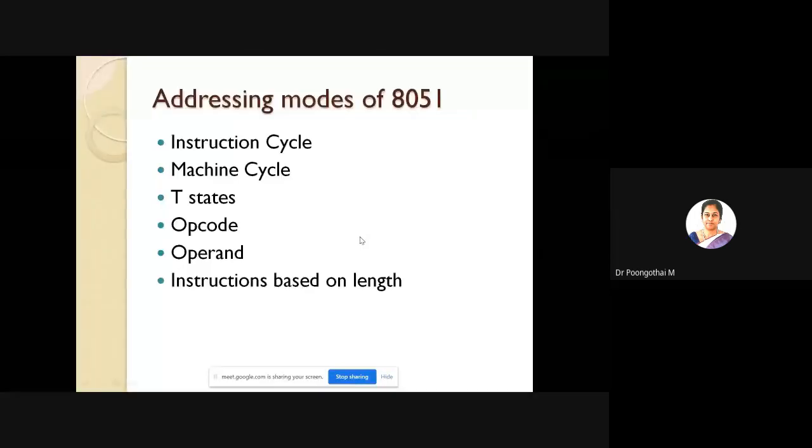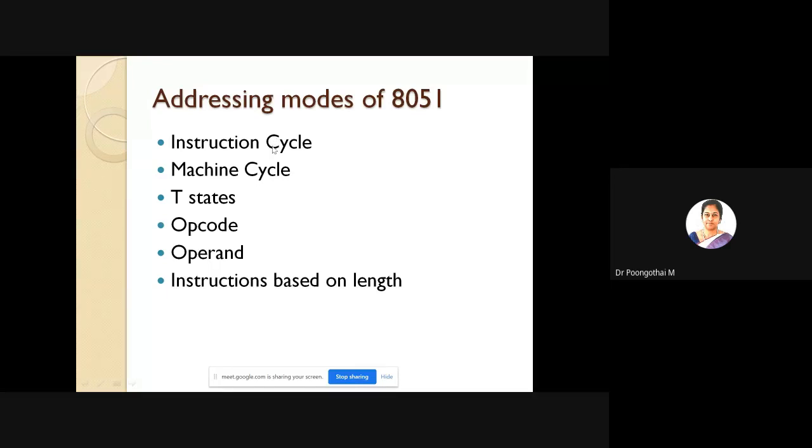So the next topic is addressing modes of 8051. Before we start addressing modes, you must understand these terminologies, that is instruction cycle, machine cycle, T states, opcode, what is opcode and what is operand, and how your instructions are classified based on length. Okay. So first I will explain instruction cycle. Please note it down.